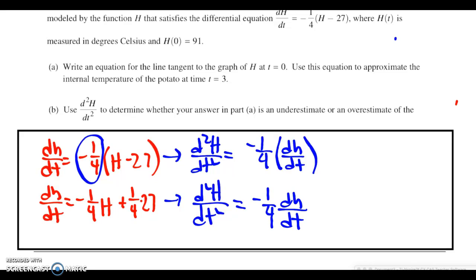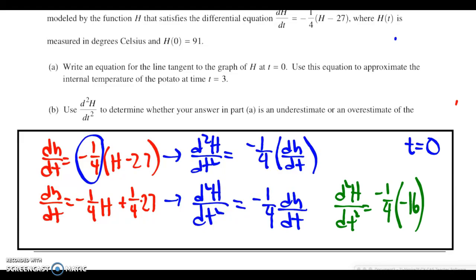Okay, so they want me to see what the answer is for the problem before this. I want to find d squared h/dt squared at time t equals 0. D squared h/dt squared at time 0 is going to be negative 1/4 times negative 16. I don't care what the number is because that answer is positive. That means that the graph itself is concave up.